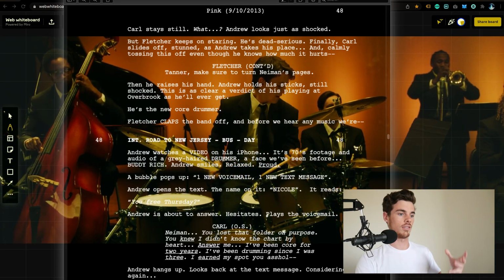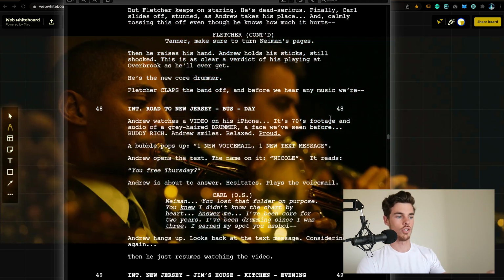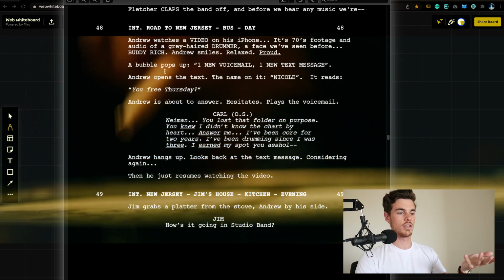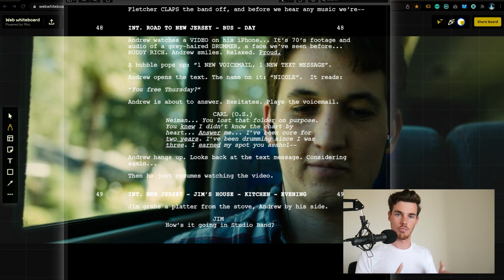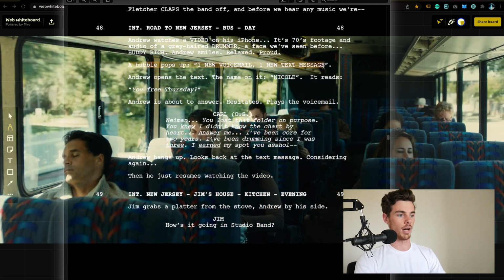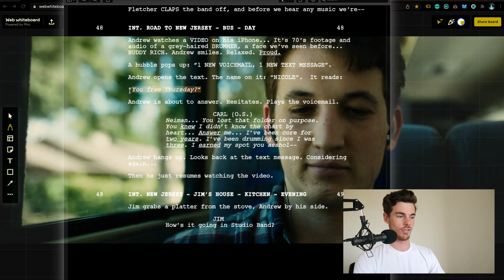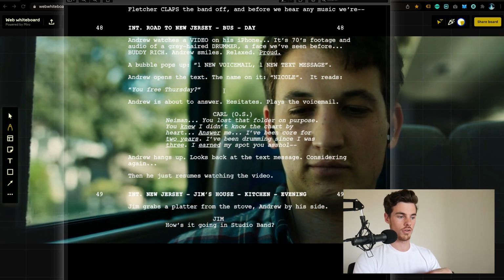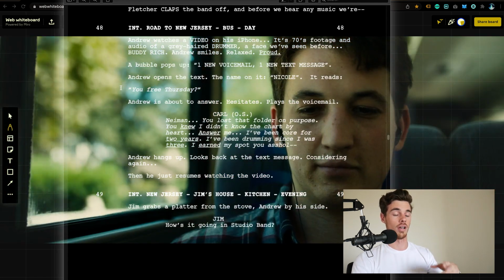So this is, again, how you're going to want this to flow. And again, you should read through this screenplay, right? Because then you can start to see some of the choices that Damien Chazelle is making when he's writing this. So, a bubble pops up, one new voicemail, one new text message, right? How is he actually formatting this into the script? Here's a text, "you free Thursday." What does that look like on the page? And this is on a line by itself. So understanding that flow is going to help you put your story down onto the page better.